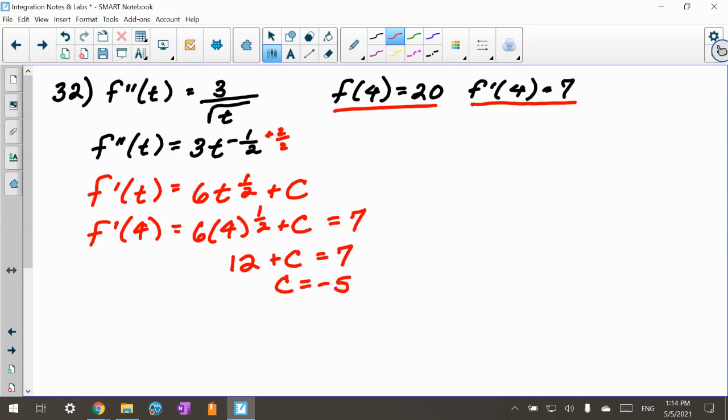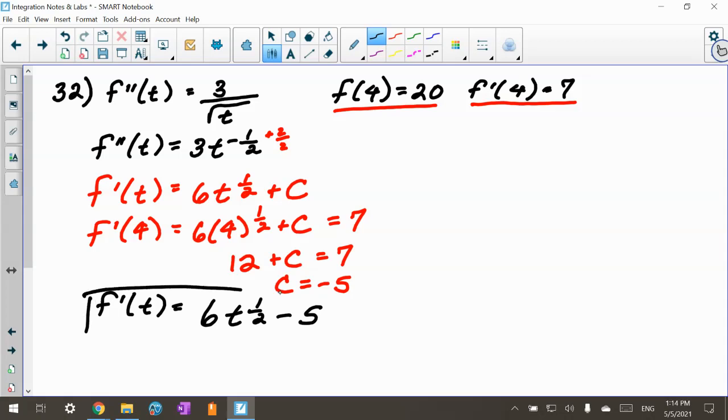So I actually come out with my f prime of t being, where are we? Right here. You can write it as radical t if you want, but I'm going to do 6t to the 1/2 minus 5. So there's our f prime of t. Okay? So that's t raised to the 1/2, by the way.